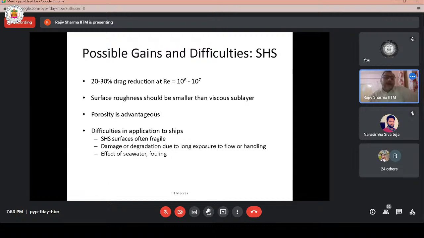Superhydrophobic surfaces are very fragile, not very structurally sound. It is not possible for you to maintain them at a certain angle with certain dimensions. They can be damaged very easily. They can be degraded very easily when subjected to long exposure to flow or whenever you are handling them. The effect of seawater is highly corrosive. It also gives rise to fouling.